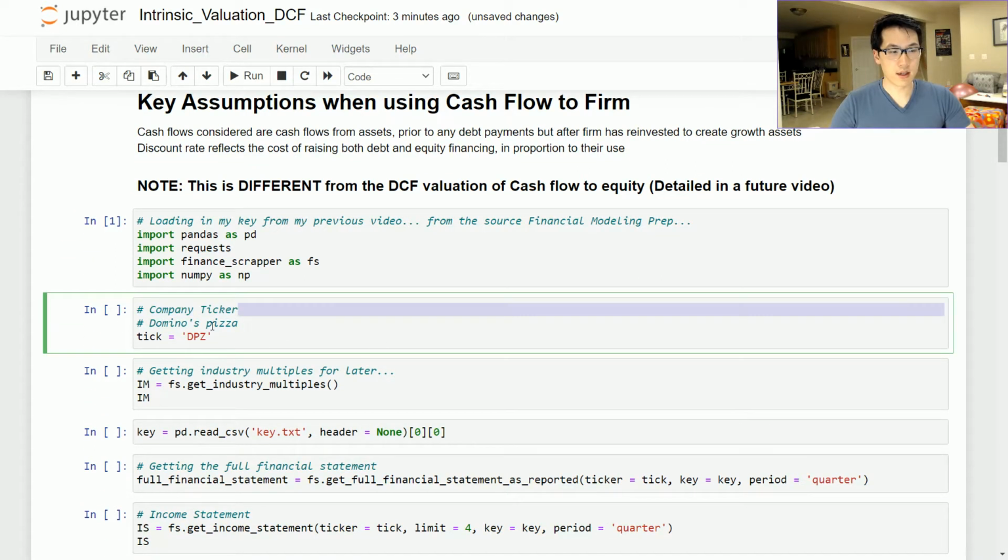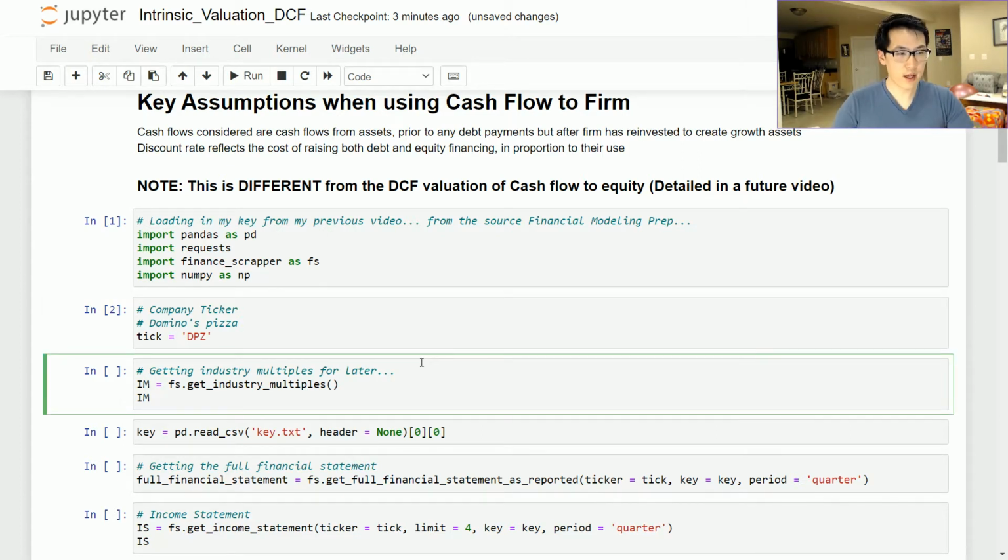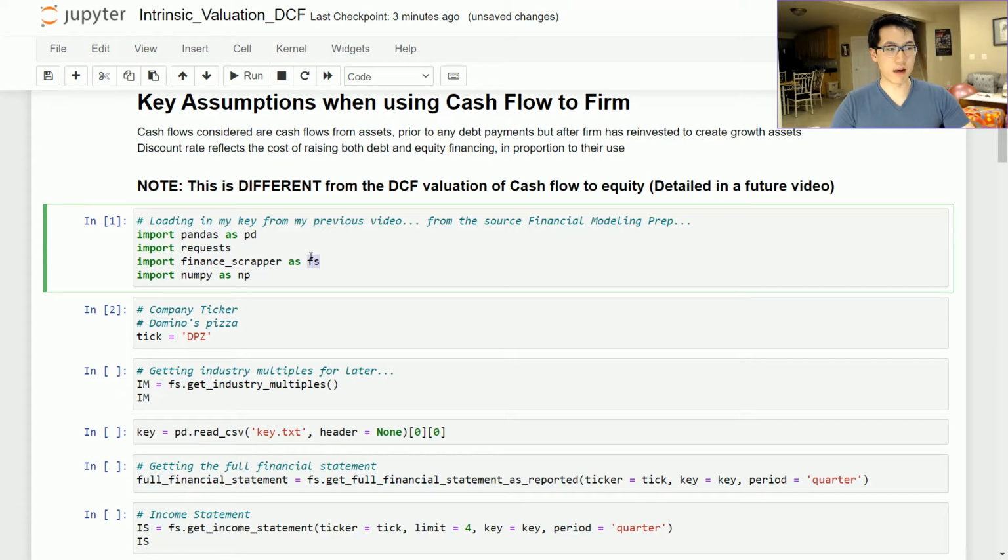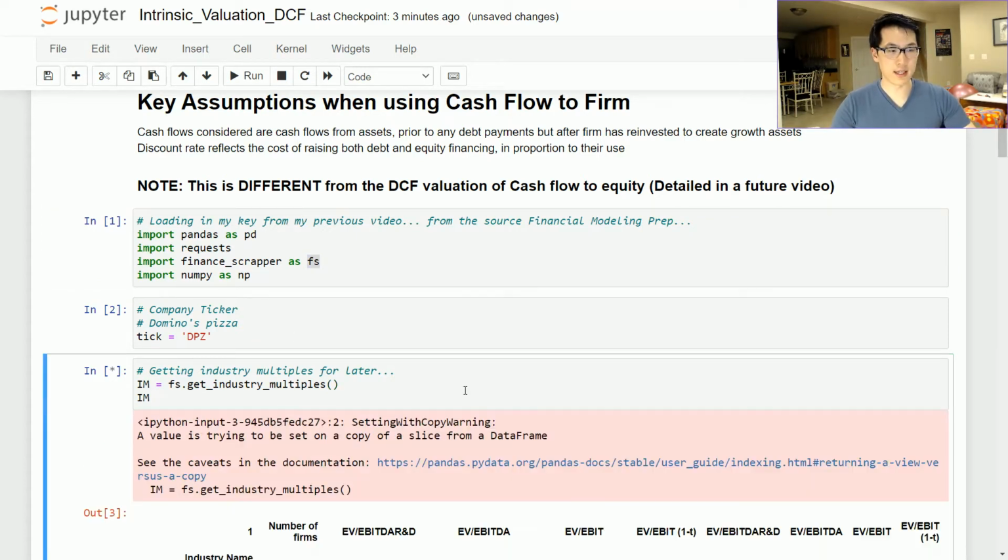I'll be doing the valuation on Domino's Pizza, and the ticker is DPZ. You're welcome to check that out, but that's just what the ticker is for that. So let's run this, and here I am essentially calling my built-in functions to get my data sets together.